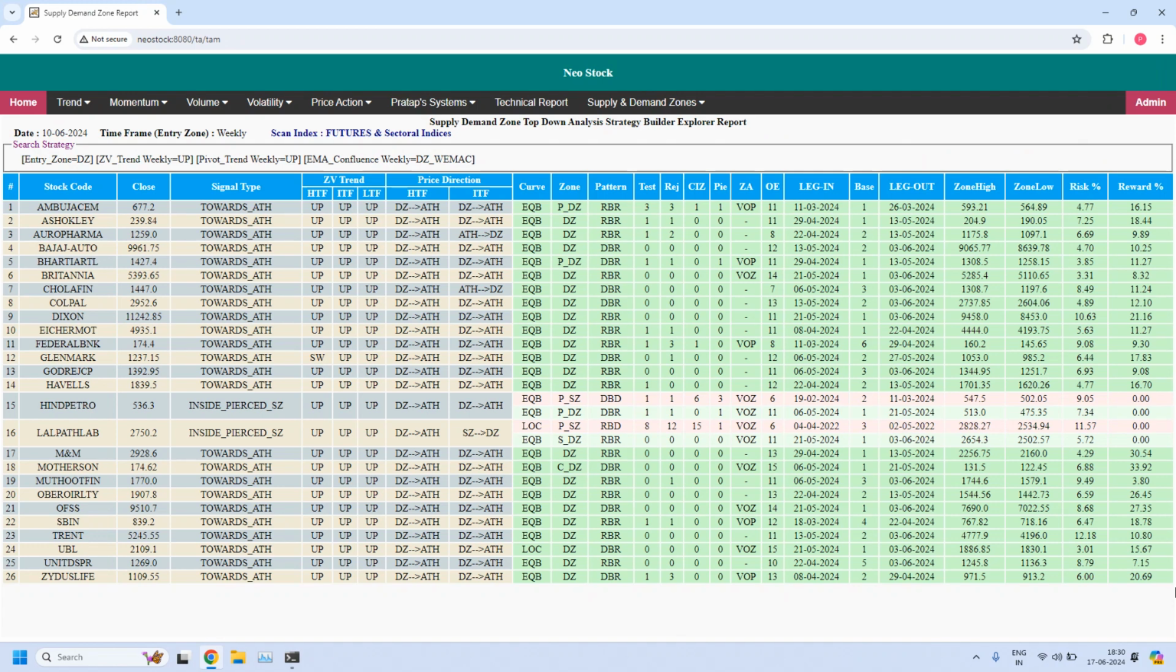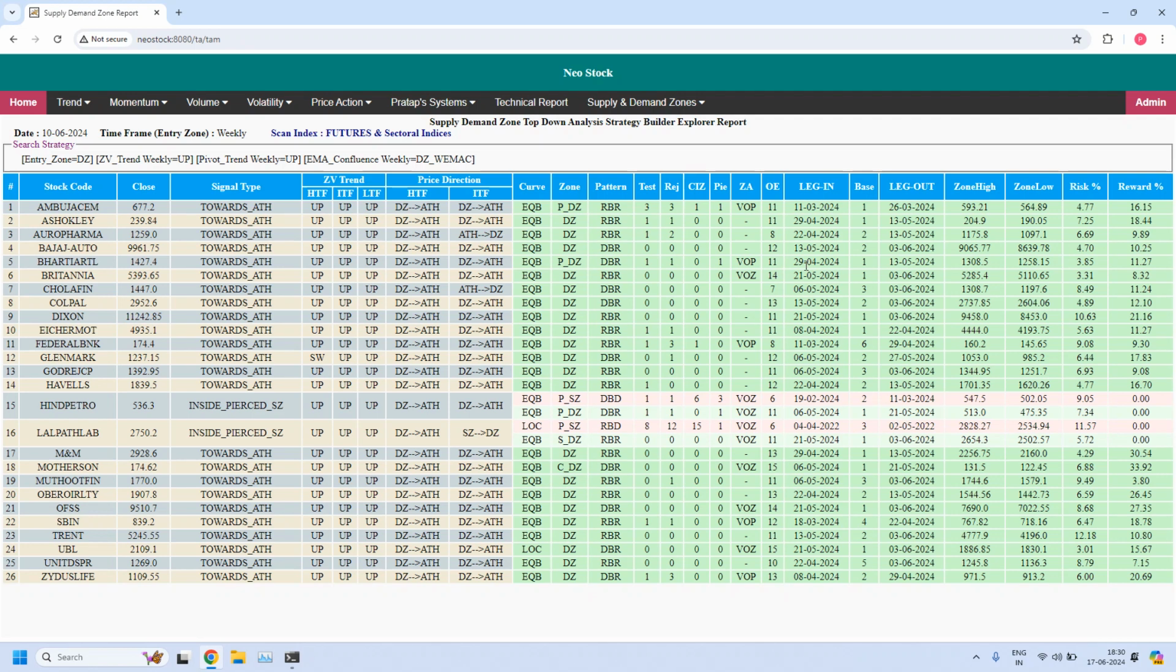But out of these 26, majority of the stocks are having only all-time high demand zone. The dark green color indicates all-time high demand zones. The light green color, they are having supply zones. Only 2 stocks are having demand and supply zones. Remaining all the stocks are not having any supply zones. Okay, anyway, all these weekly demand zones are having weekly EMA confluence, and also the trend is uptrend, both zone violation as well as swing high-low trends.